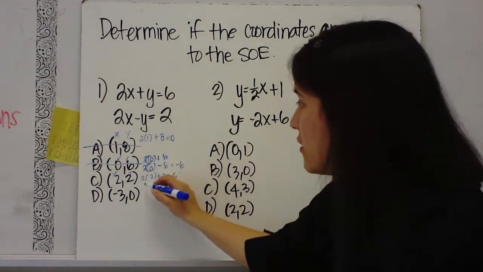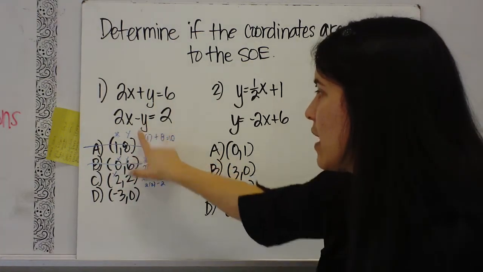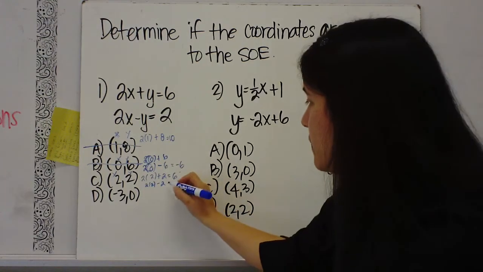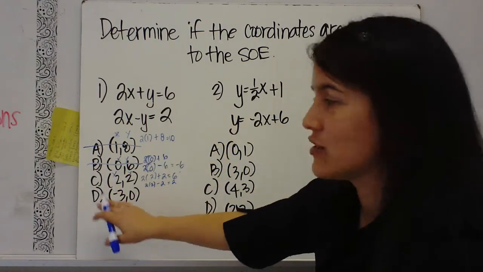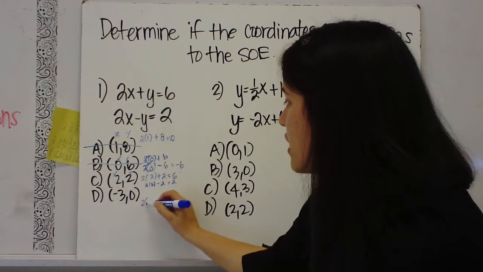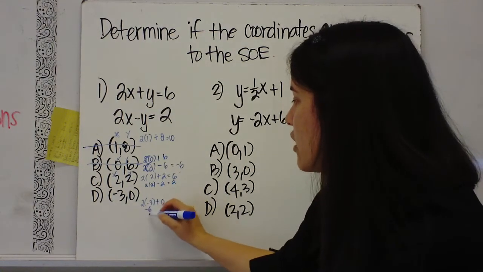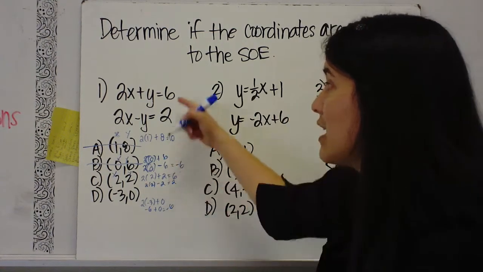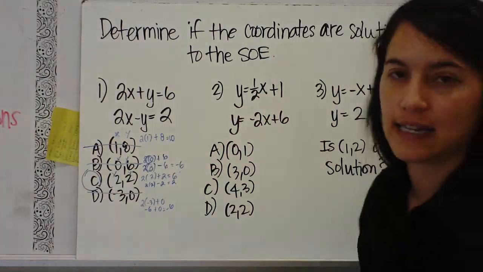Now let's plug it into the second one. 2 times 2 minus 2, because it's minus y. 2 times 2 is 4. 4 minus 2 is 2. And then we get 2. So C is the answer, but then I'm just going to show you why D doesn't work. So let's just plug in D. 2 times negative 3 plus 0. 2 times negative 3 is negative 6, plus 0 is negative 6, but we need a positive 6. So D doesn't work, so the answer is C.